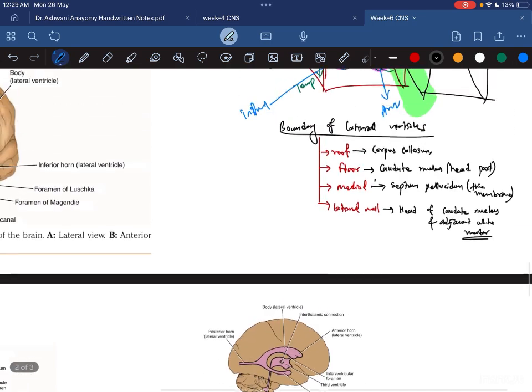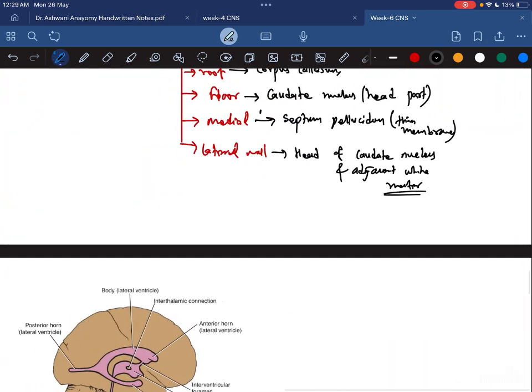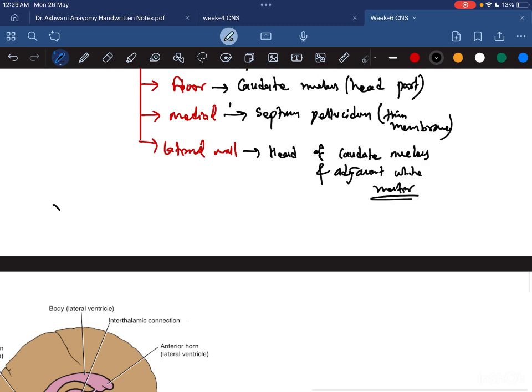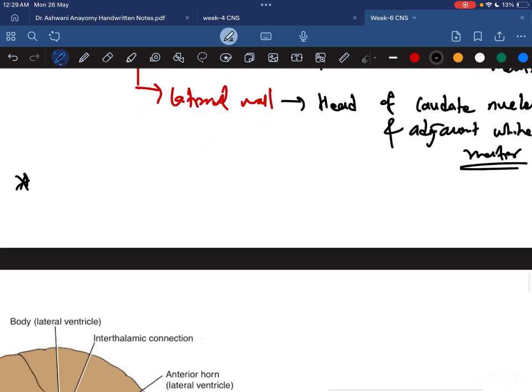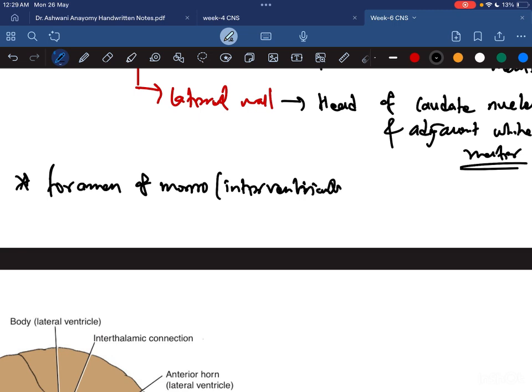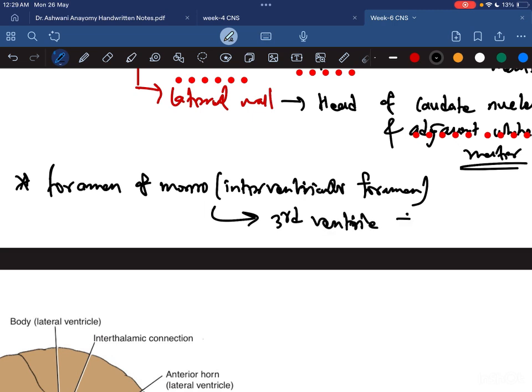So moving on, one point is the foramen of Monro, the interventricular foramen, and as we have already discussed, it connects the third ventricle to each lateral ventricle.